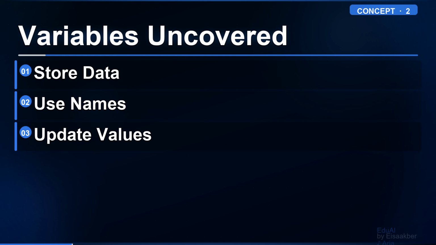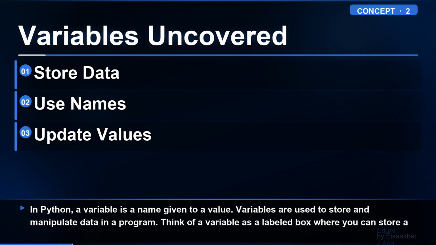In Python, a variable is a name given to a value. Variables are used to store and manipulate data in a program. Think of a variable as a labeled box where you can store a value. You can then use the label to refer to the value in your program. For example, you might use a variable to store a user's name or a password.